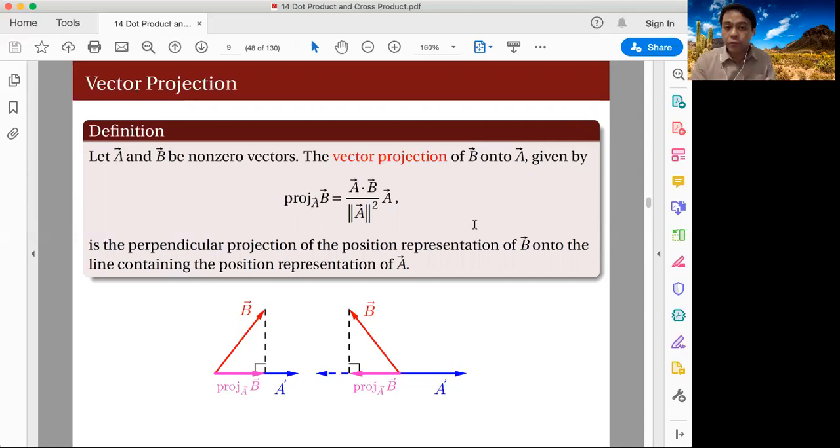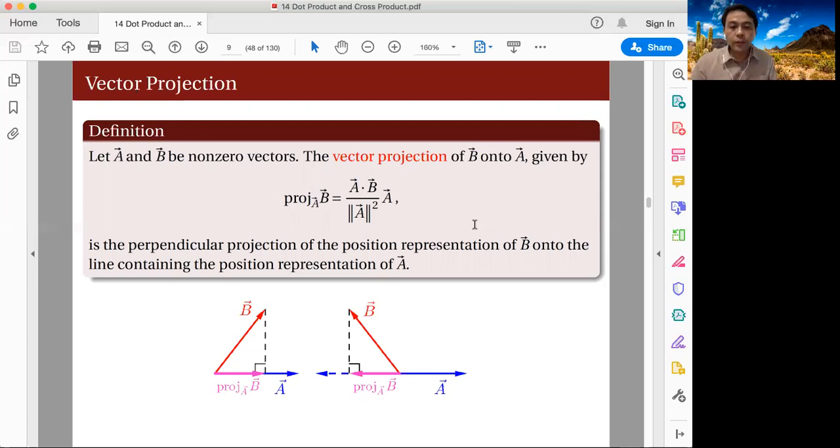We call that the vector projection of B onto A, and it is given by this notation, proj of B sub A, and this is equal to the dot product of A and B over the magnitude of A squared times the vector A. And this projection is the perpendicular projection of the position representation of B onto the line containing the position representation of A.